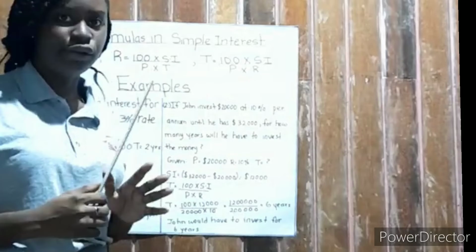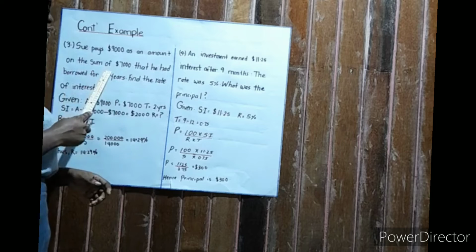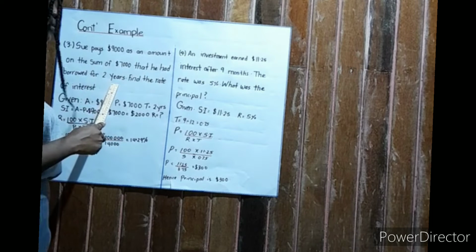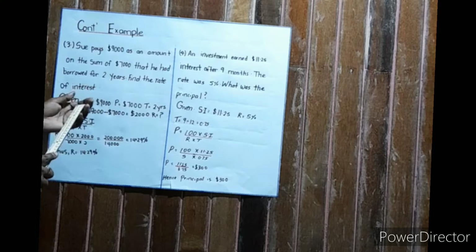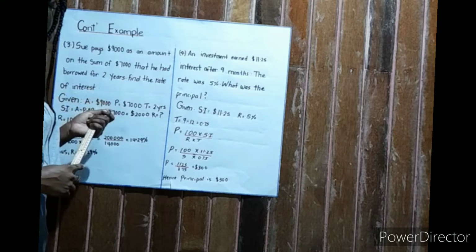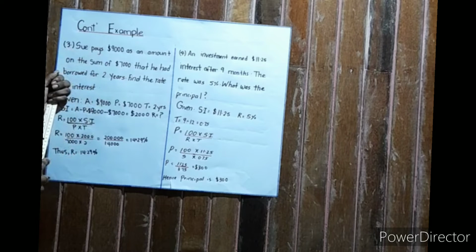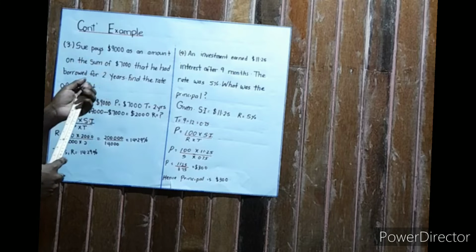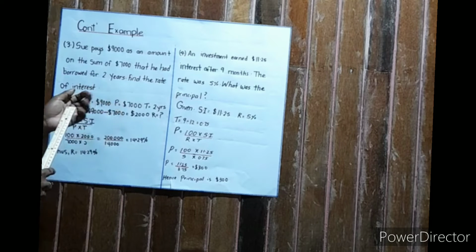Next question: John pays 9,000 as an amount on the sum of 7,000 that he had borrowed for 2 years. Find the rate of interest. What is given in the question? We see the amount is given. The principal is given also. The time, which is 2 years, is also given. But we have to calculate the simple interest.